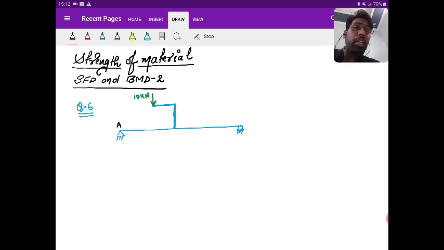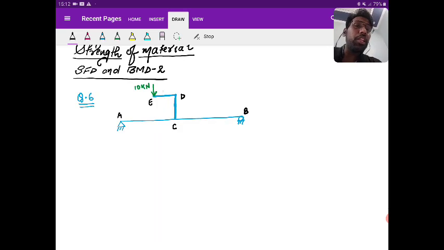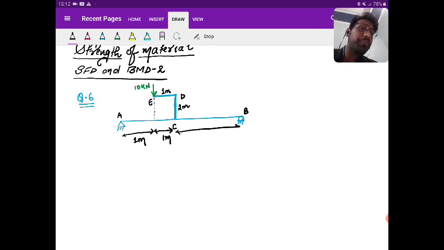Let me give the names A, B, C, D and E. E to D the length is 1 meter. D to C the length is 2 meter. A to E the length is 1 meter, E to C the length is 1 meter, and C to B the length is 2 meter. So this is given in the question.